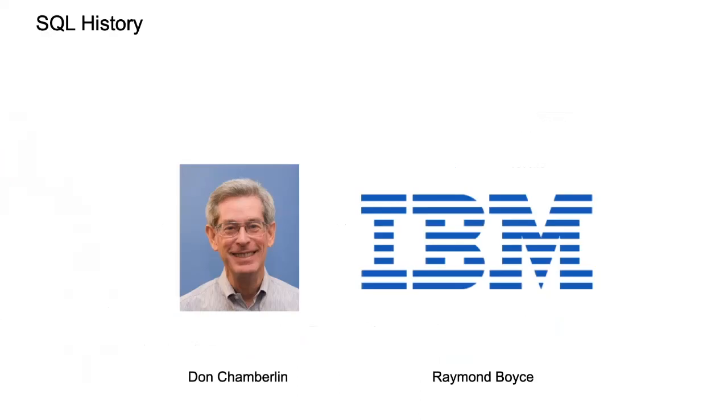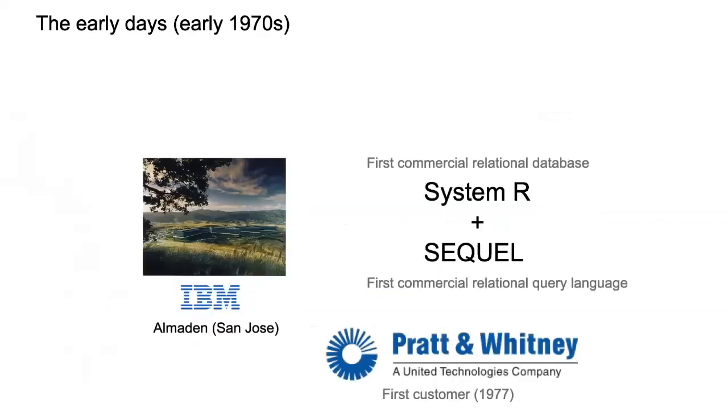Go back to the 1970s. So this is Don Chamberlain and Raymond Boyce. These are the ones behind the SQL and the first implementation. In the very early days, it dates back to the 1970s. This all was done in San Jose, in California, in the Almaden laboratory of IBM. And they basically implemented the ideas of Edgar Codd. Remember the idea? Data independence. People should just see and deal with tables, right? So they implemented it. It's called System R.